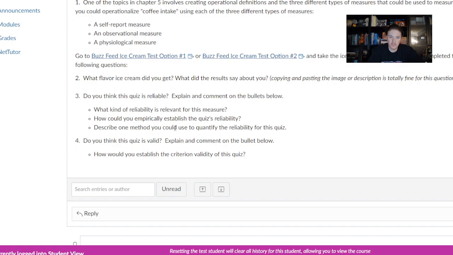Number 3, do you think that the quiz is reliable? Explain and comment using these as kind of tips. What kind of reliability is relevant for this measure? How could you empirically establish this quiz's reliability? Describe one method you could use to quantify the reliability for this quiz.